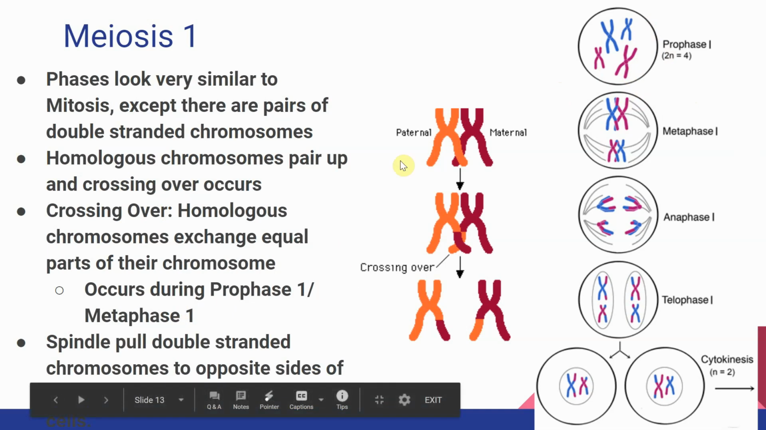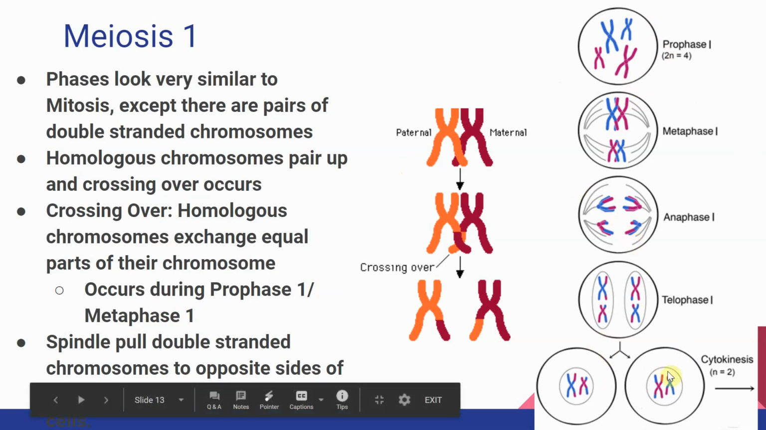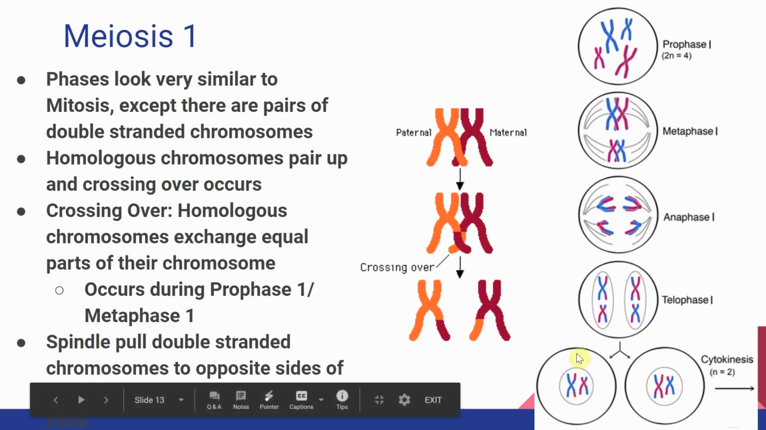So in this process, spindle fibers are going to pull our double-stranded chromosomes to opposite sides of the cell, creating two diploid daughter cells. So what we should notice here is that by the end, when we do cytokinesis the first time, we should have two cells that still have these double-stranded chromosomes in there. So again, I mentioned we create two diploid daughter cells. So again, we're going to have these double-stranded chromosomes at the end of meiosis I. We have two cells that both have double-stranded chromosomes.